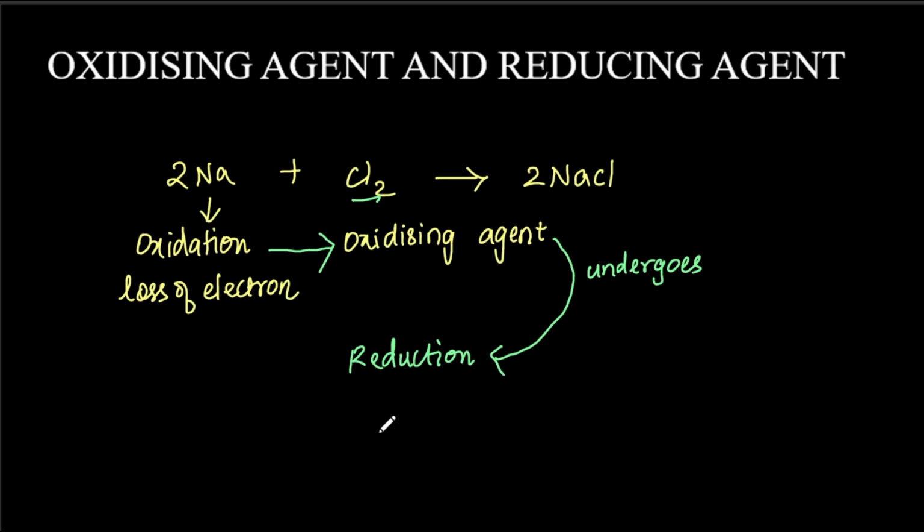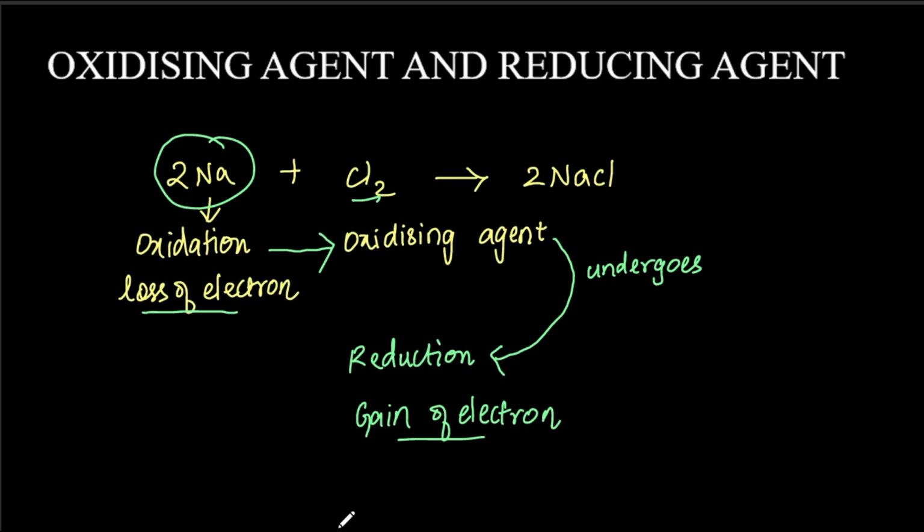Now, you may think, what happens in reduction? So, what is reduction? Reduction is gain of electron. So, how is an electron gained? Only when a substance loses its electron, another substance can gain the electron. So, for the process of reduction, another substance has to lose its electron. So, in this case, the substance sodium acts as a reducing agent. So, here for the reduction, that is for the gain of electron of chlorine, another substance is acting as reducing agent.